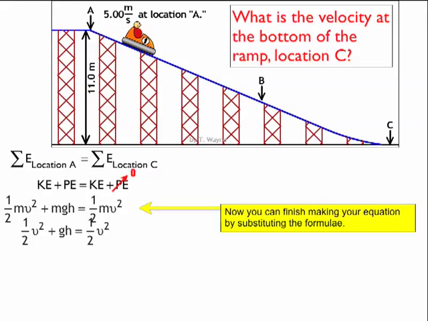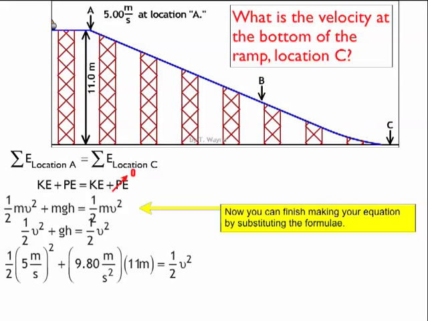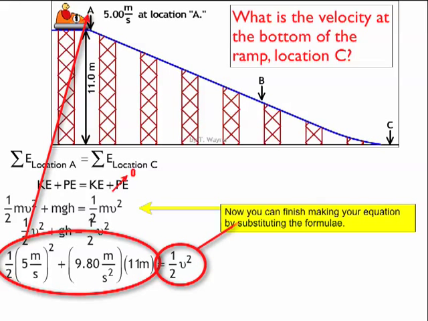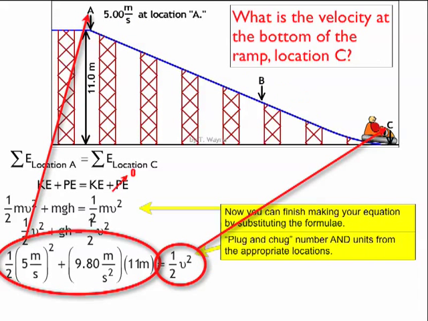Next up, I can see mathematically that I've got an m in all my expressions. Since there's an m in every one of those expressions, that's going to divide out. So I don't even need to know the mass of the cart. 1/2 v squared plus gh at location A equals 1/2 v squared at location C. Now I'm going to plug in my numbers, and again I'll emphasize to you that on the left-hand side those numbers come from location A. On the right-hand side, if I had any other numbers, they'd come from location C.